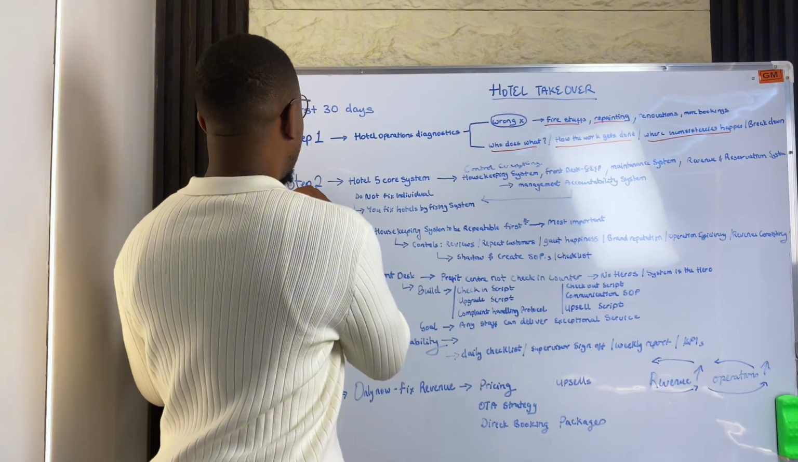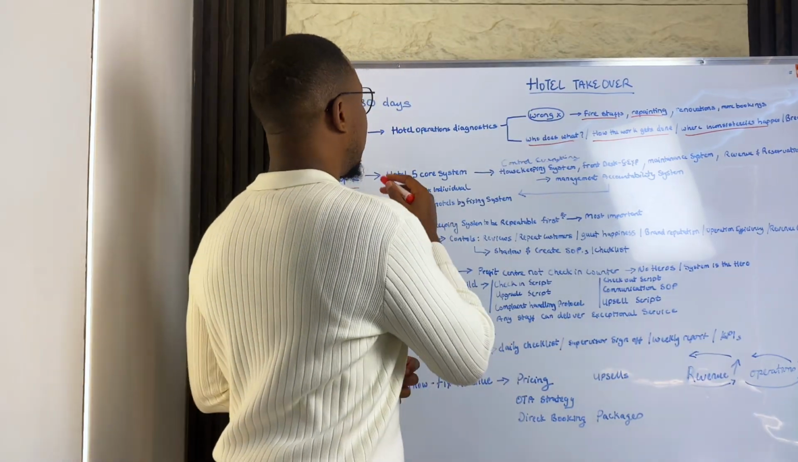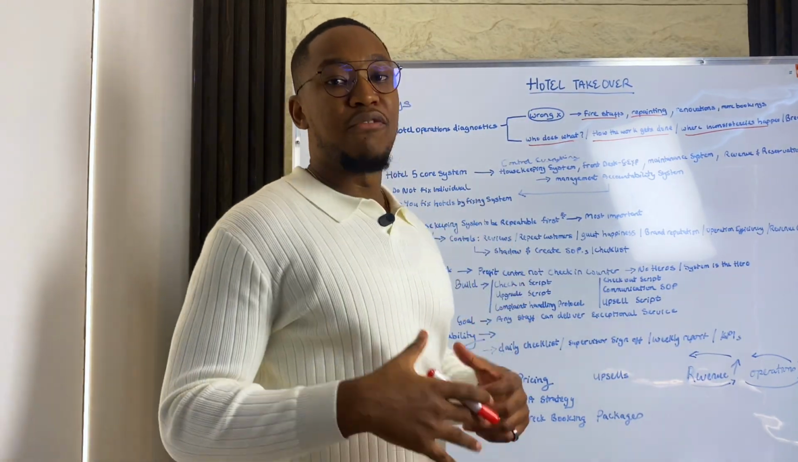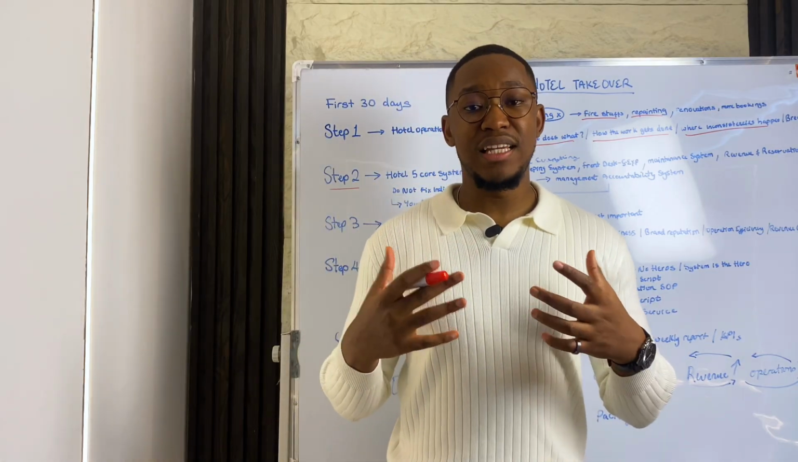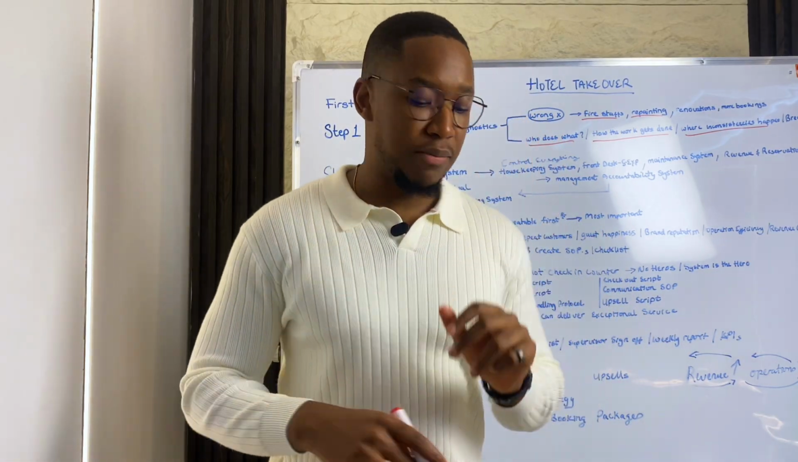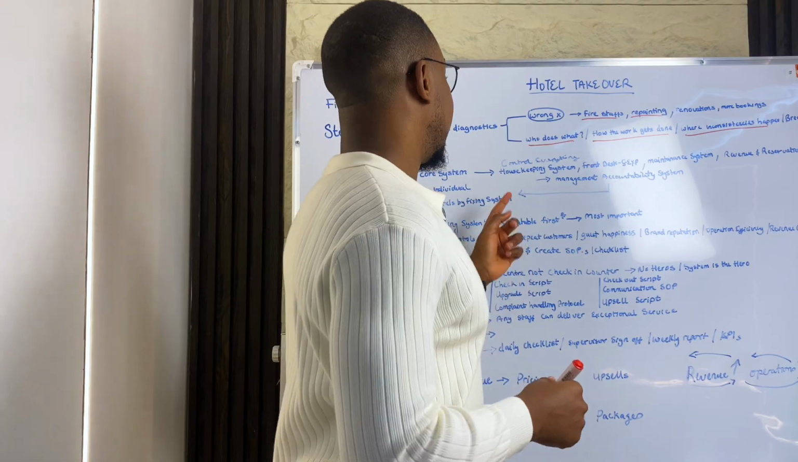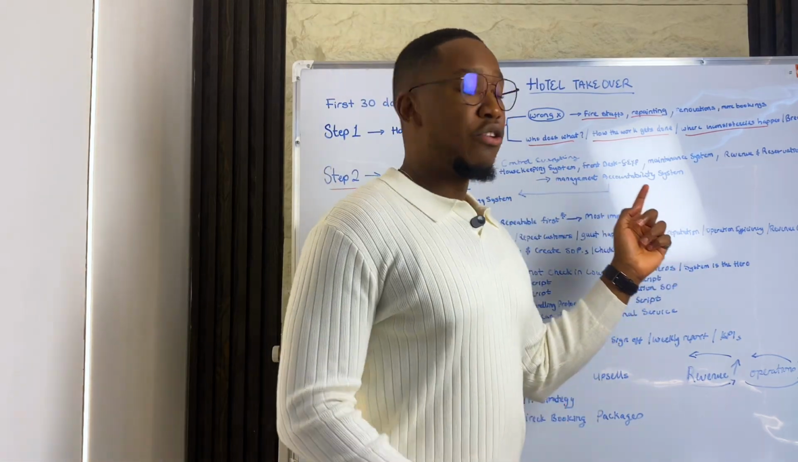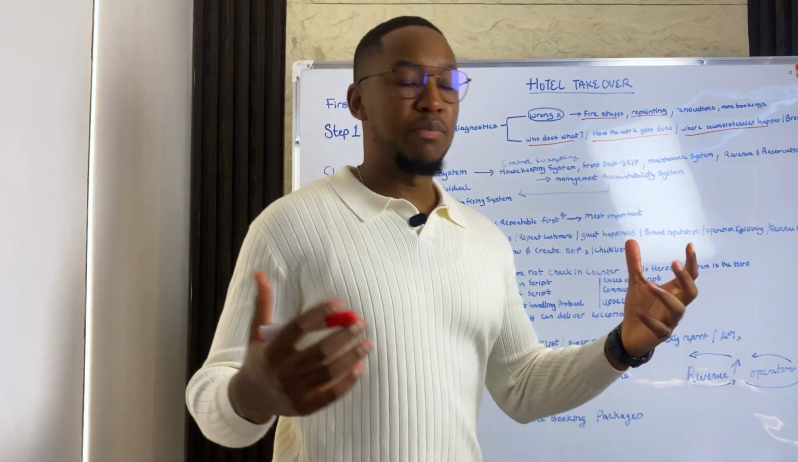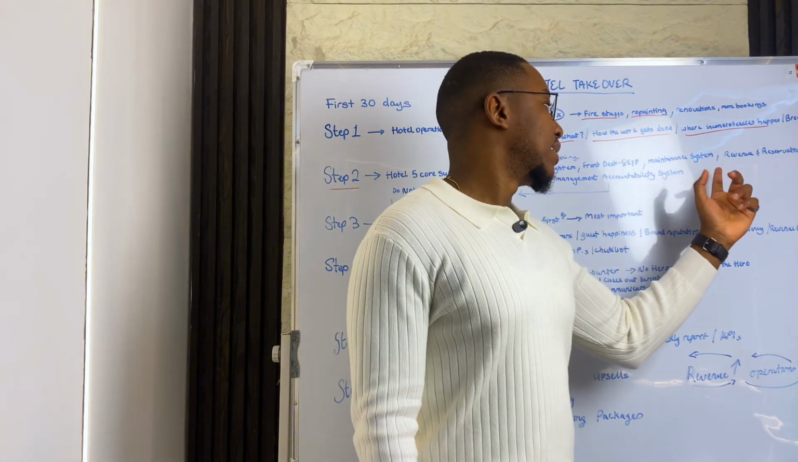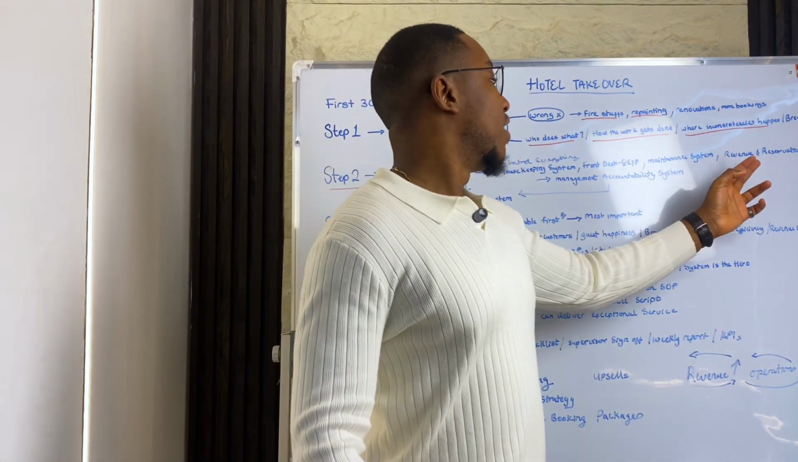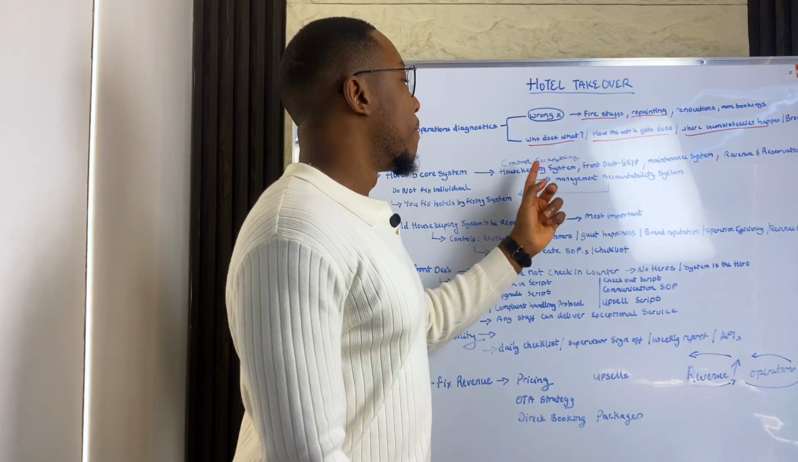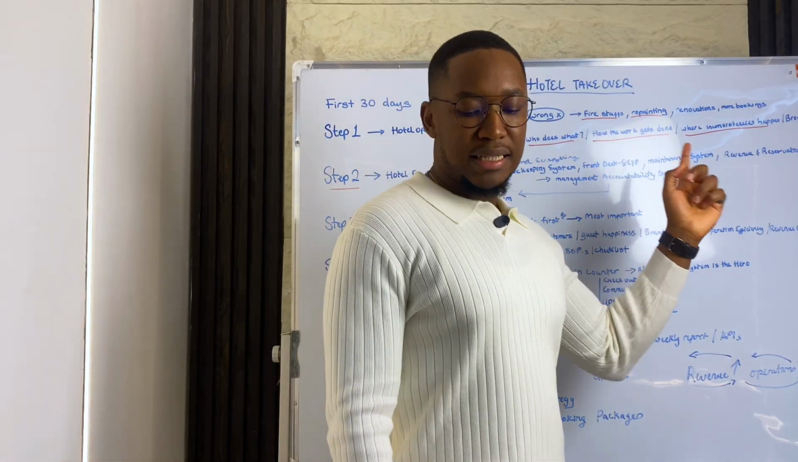Now, step number 2, I'm going to look at the hotel core systems. And for every hotel to operate successfully, there are 5 core systems. So the first one here is the housekeeping system. You have your front desk, which is your guest experience. You have your maintenance system. You have your revenue and reservation systems. And you have your management accountability systems.